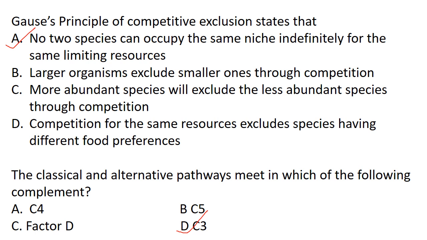And complement system, it has got three pathways: classical, alternative and lectin pathway, and all these three pathways meet at C3 activation. So the answer here is option D, C3.